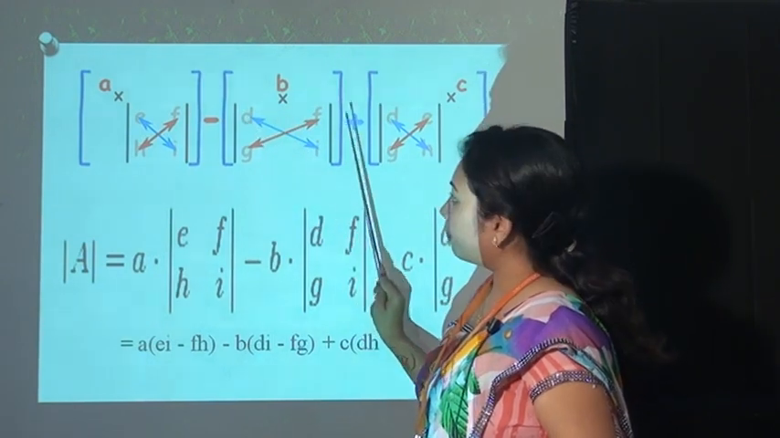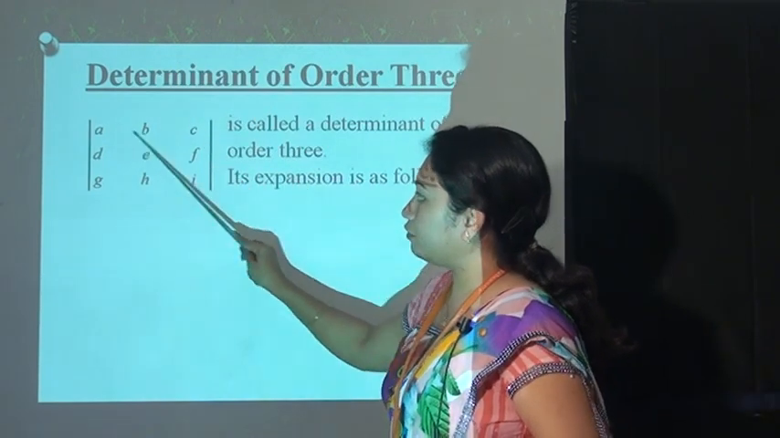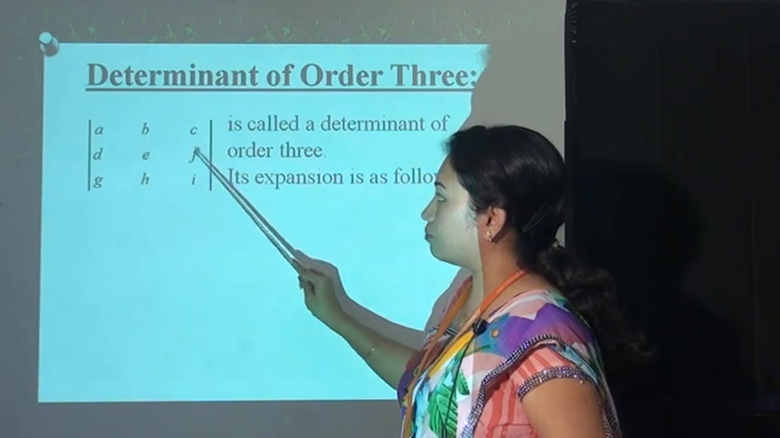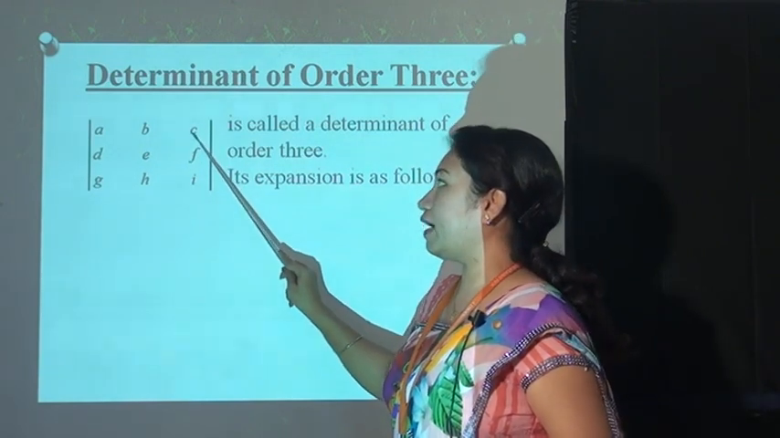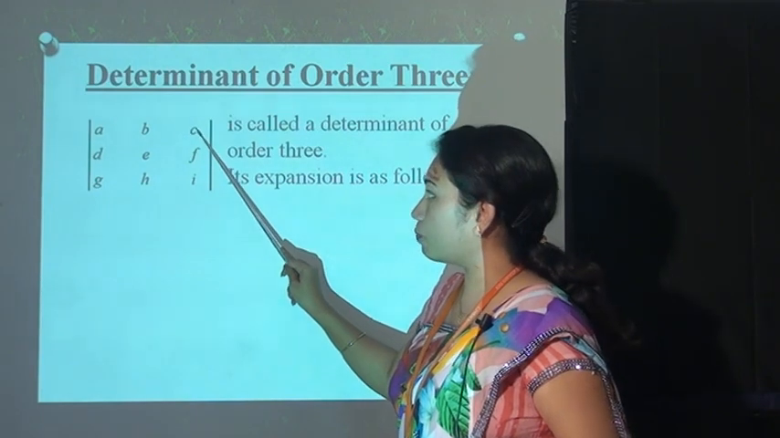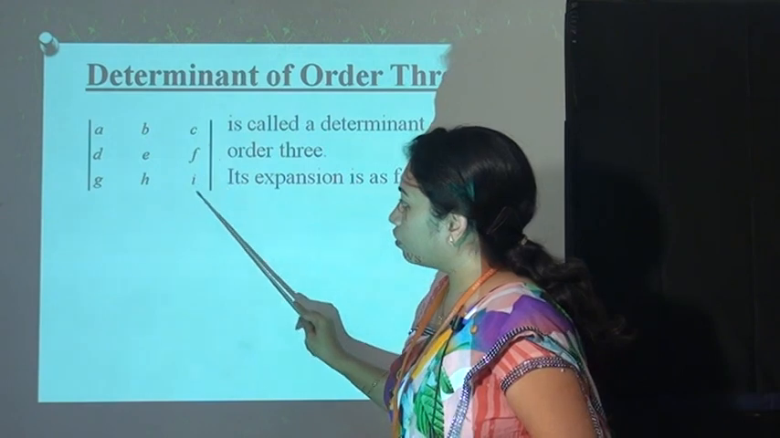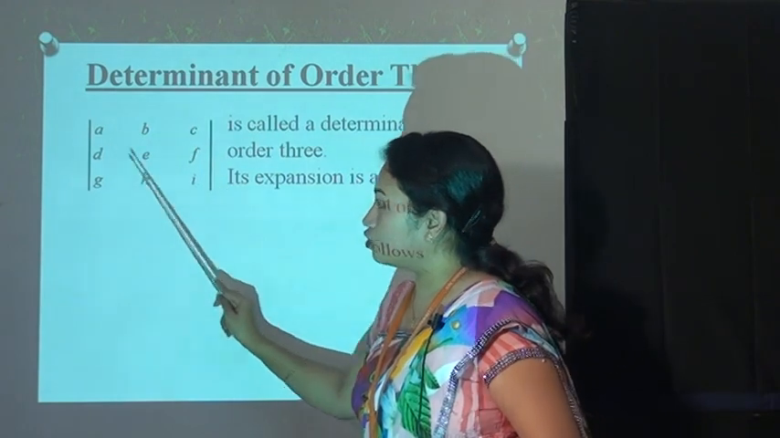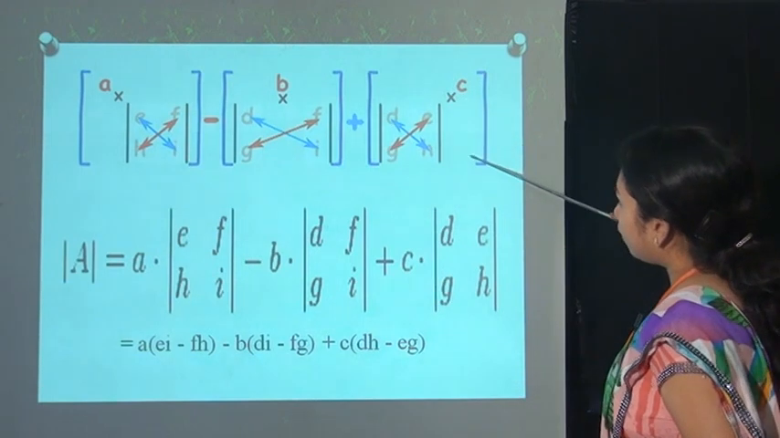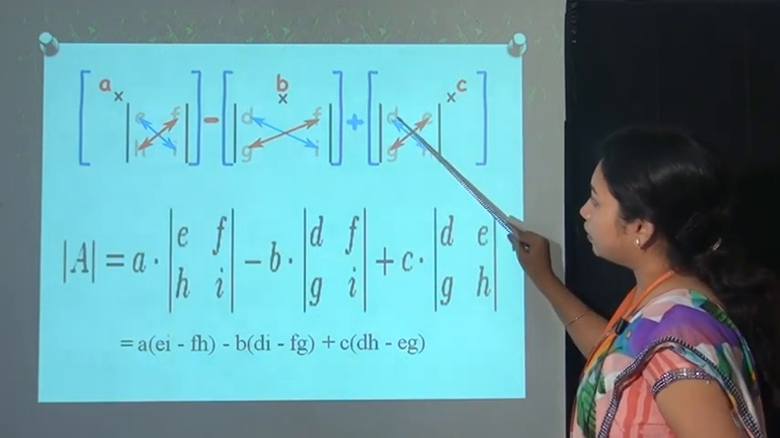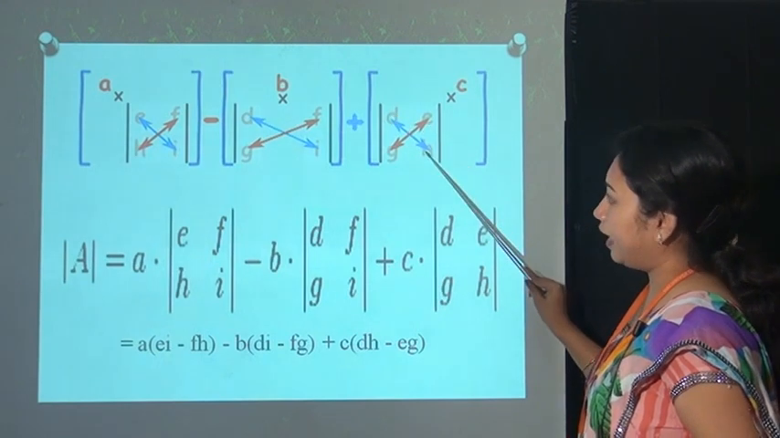Now the third element is C. C is in the first row, third column. So 1 plus 3 is equal to 4. 4 is an even number, that's why the sign is plus. So plus C. Now delete this column and this row. So the values of the determinant are D, E, G and H.